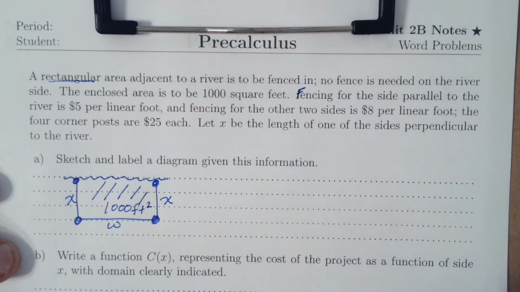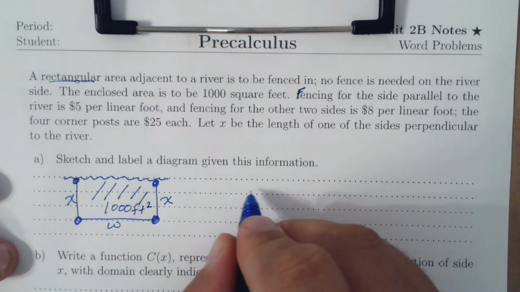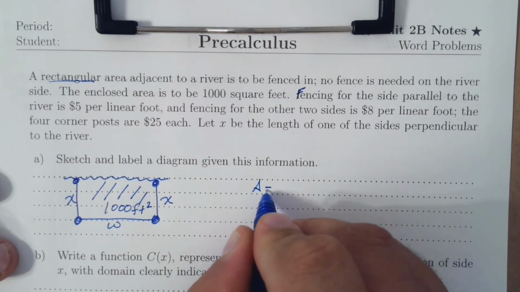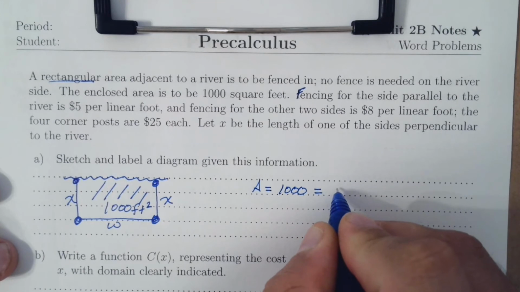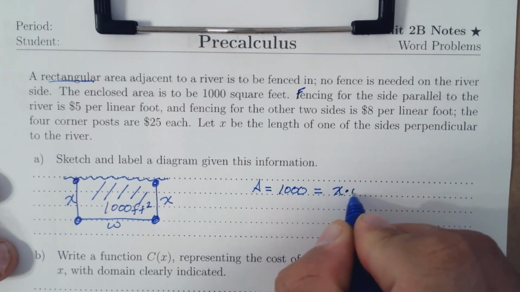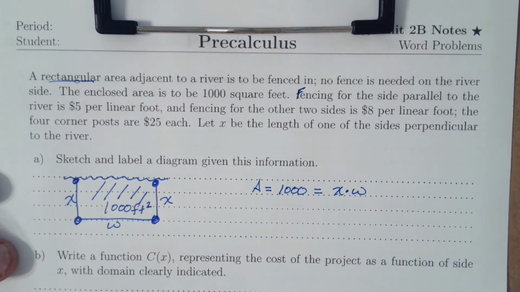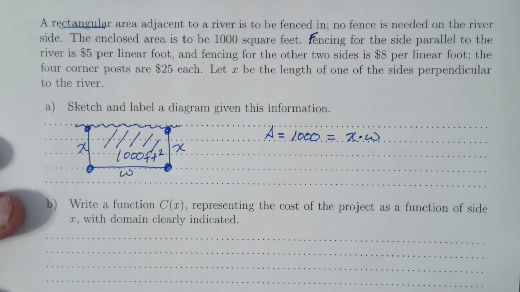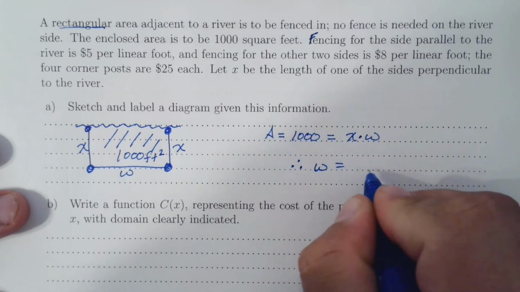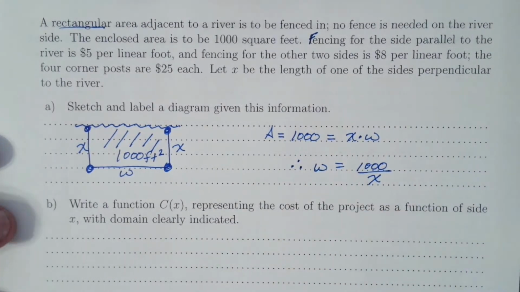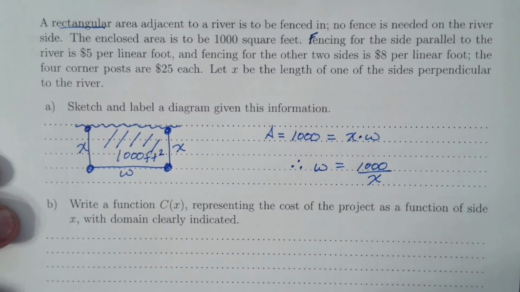Okay, so there's our initial information, right? It is useful to say that the area, which we know is going to be 1,000, right, is going to be that length X times W, right, which then also tells me that W must be equal to 1,000 over X. That information might be useful to me later on.